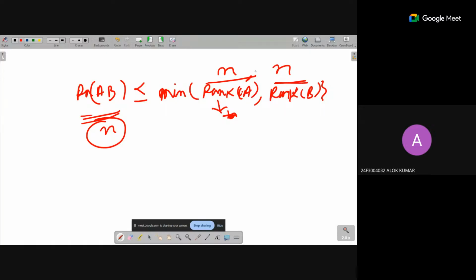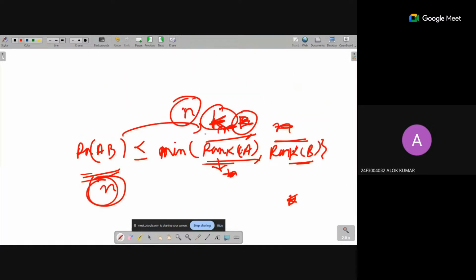And so the minimum of n or n is basically n. I want to go from here to here, and I want to say that if the rank of AB is n, then the rank of A is also n. How? Suppose the maximum rank that A has is K, and B also has maximum K, because it is an n cross n matrix. And this K, the maximum rank of A, is n. The maximum rank that an n cross n matrix can take is n.